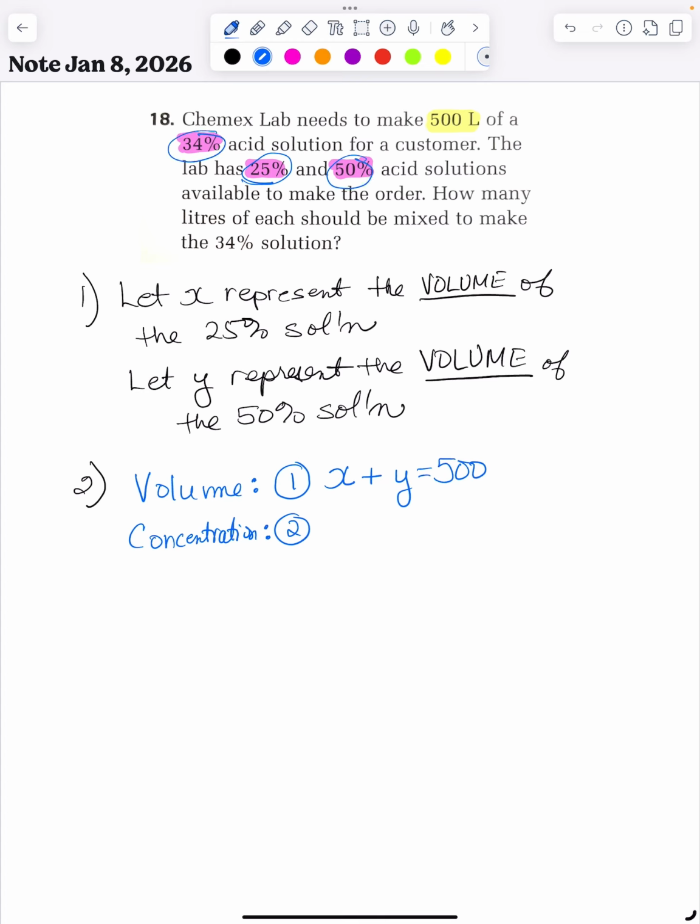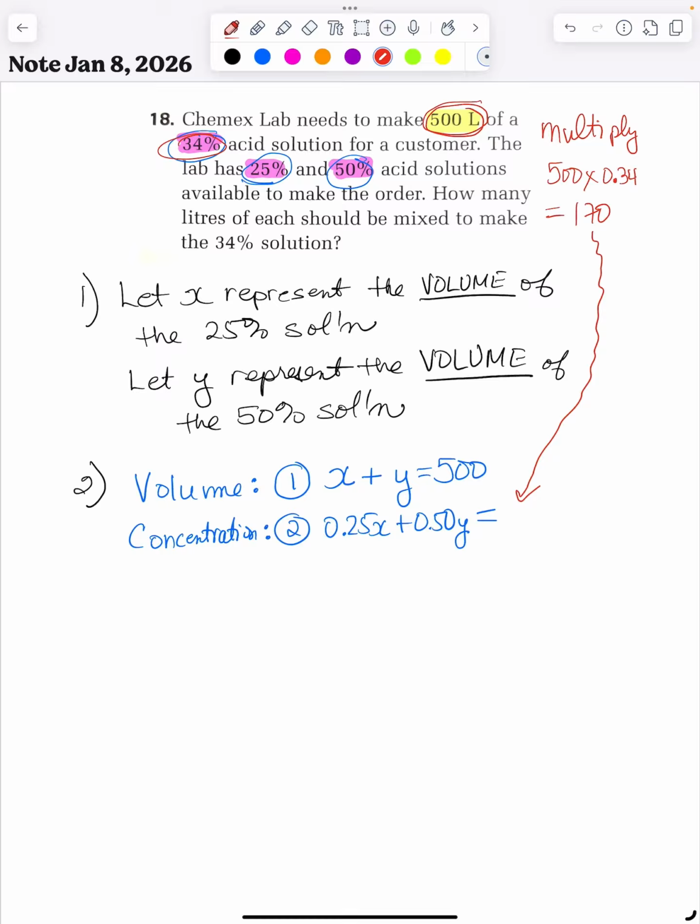So the concentration is 0.25 times X plus 0.50 times Y equals, and this is what you need to know how to do, you need to take this 500 and this 34 and multiply them together for the concentration. So you need to do 500 times 0.34, which gives me 170. And this 170 is what comes down into this equation right here.